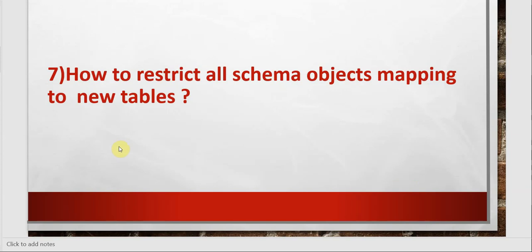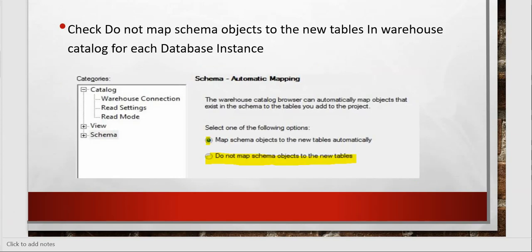The seventh question is, how to restrict all schema objects from mapping to new tables? For that, we have to go to the warehouse catalog, and this change has to be done for each database instance. We have to go to the schema automatic mapping and select the option, do not map schema objects to new tables.